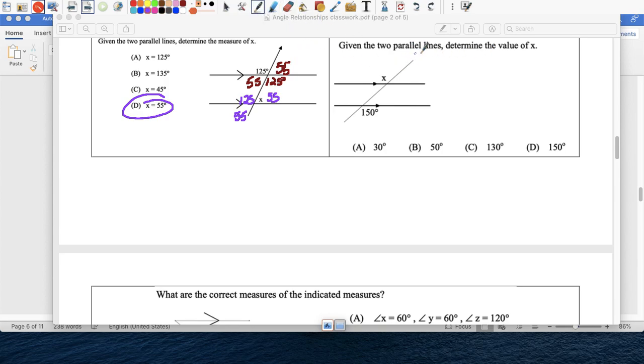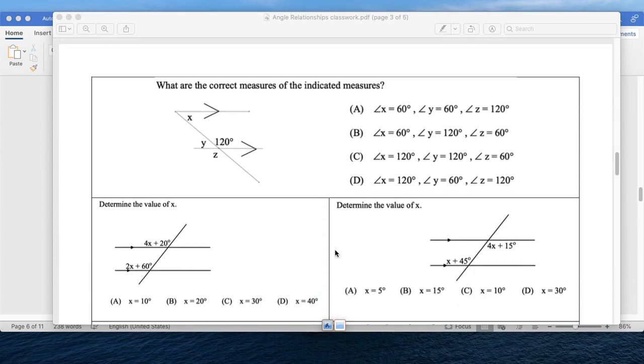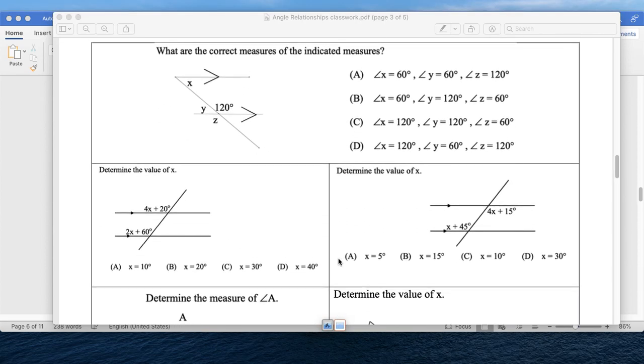Given two parallel lines, determine the value of x. Well, right now you know that this and these are outside the parallel lines. They're diagonal from each other, so they're alternate exterior. So if this is 150, guess what? X is also 150. Not bad, right? So far. What's the correct measure of the indicated measures?